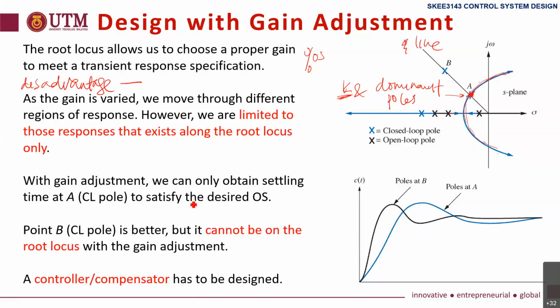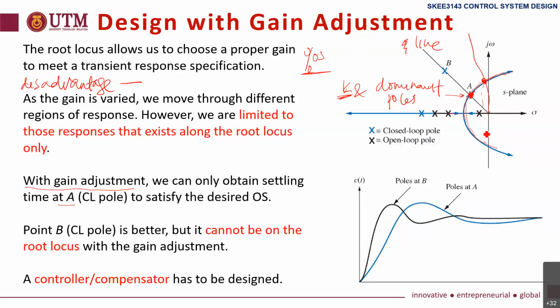Therefore, with gain adjustment, we can only obtain, for example, settling time at A. We can only find it at A here, for a certain overshoot. Let's say this is the overshoot, then this is A. If I want another overshoot, let's say here, then I will get another point here, and then I can calculate settling time and also peak time. But it must be on the root locus.